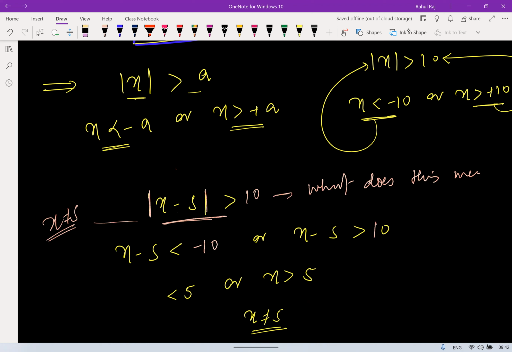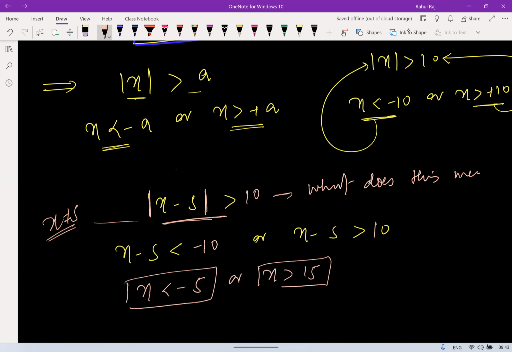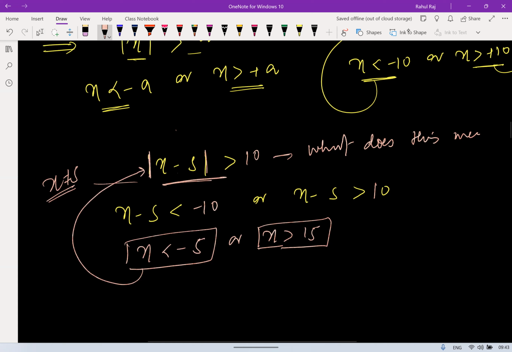It means now, Alexa, I can say x is less than negative 5 or x is greater than 15. It means if you put any value of x less than negative 5 over here, this will always be greater than 10. Or you put any value of x greater than 15, it will always be greater than 10. Story starts here and finishes here. Agreed? Any question, Alexa?